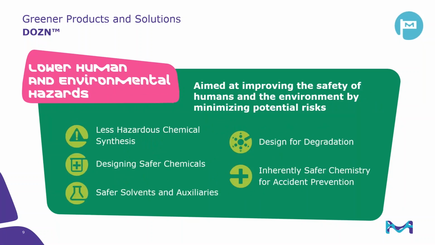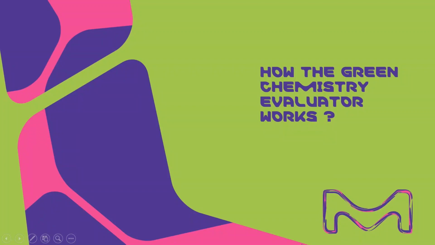The third group is lower human and environmental hazards. So you can see these 5 principles contribute to the safety of environment and human. Now I am going to show you the algorithms.